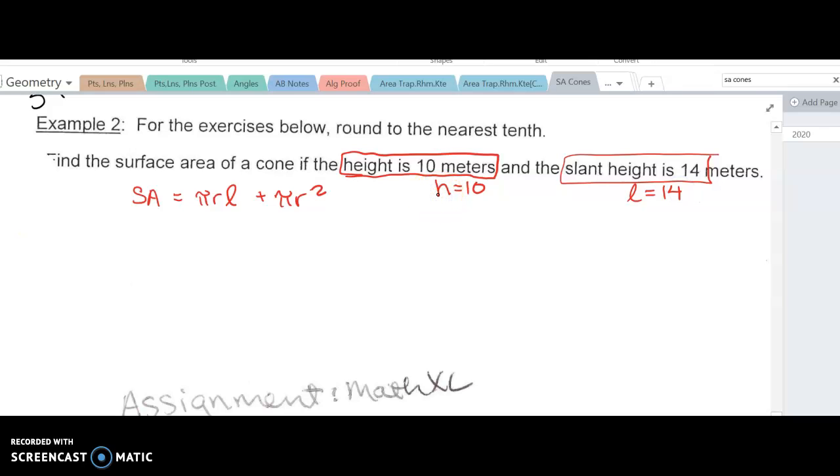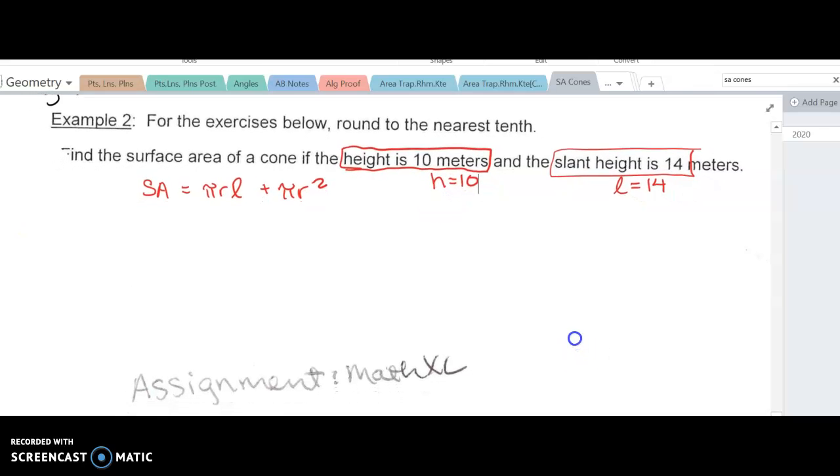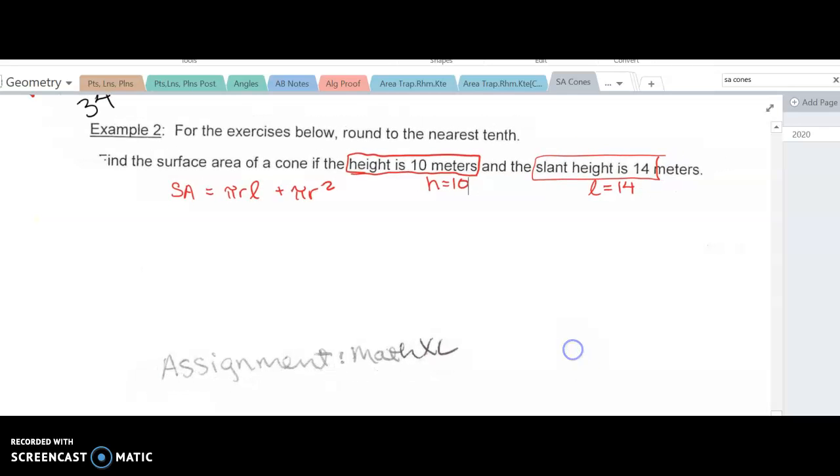Okay, so I like to just go ahead and draw a picture of our cone just to see what it is exactly that we're dealing with. We know that the actual height is the one that goes up the middle. It's perpendicular to the base, so that's where we put our 10. And our slant height is this 14 over here. This is our L and this is our H.